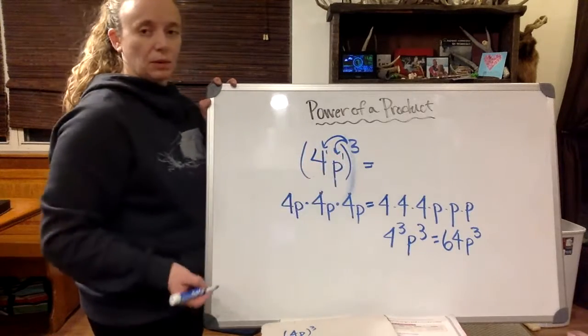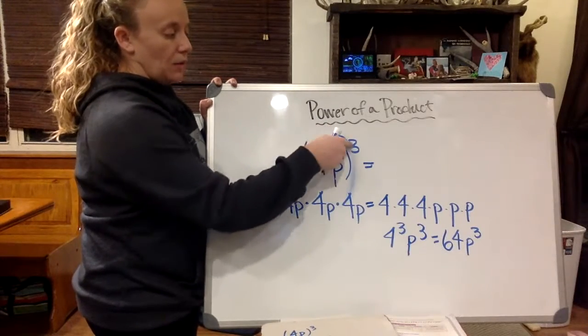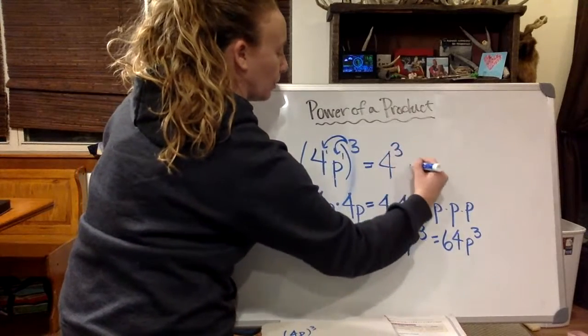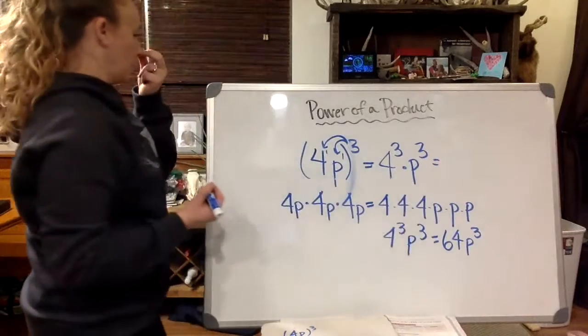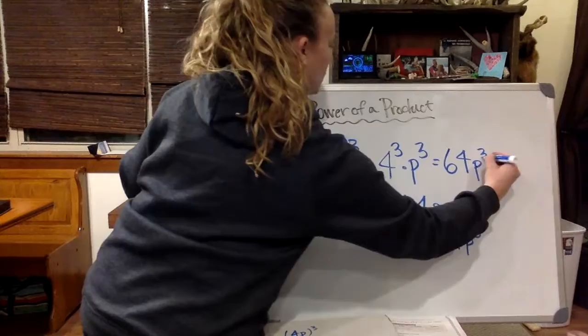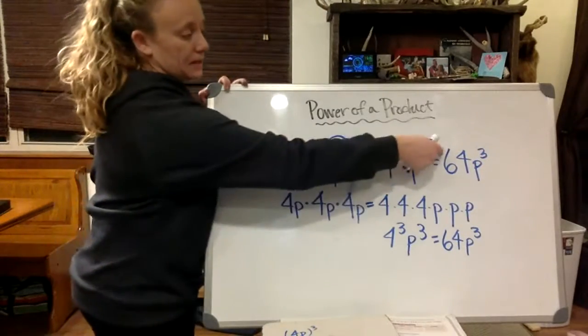This p has an exponent of 1. And this 3 is going to say 3 times 1 is 3. 3 times 1 is 3. So we have 4 to the 3rd power times p to the 3rd power. 4 to the 3rd power I can simplify to 64 p to the 3rd power. Done. Okay, this is simplified.